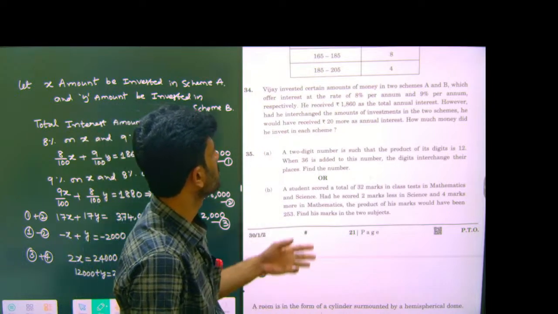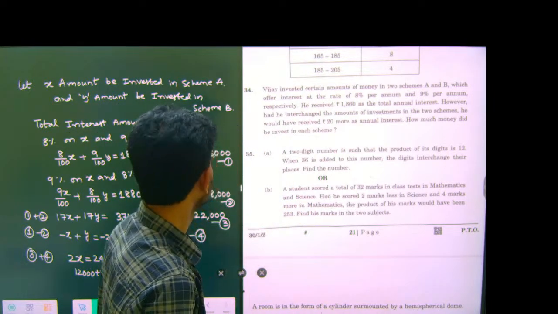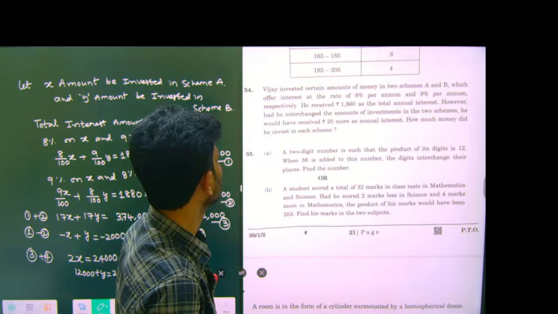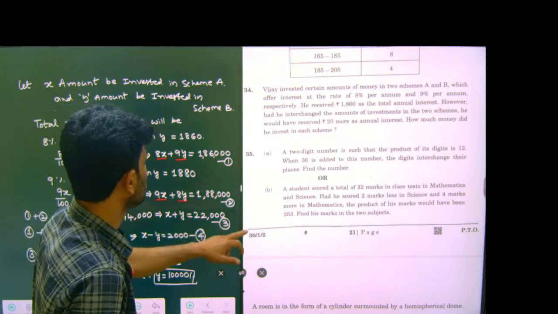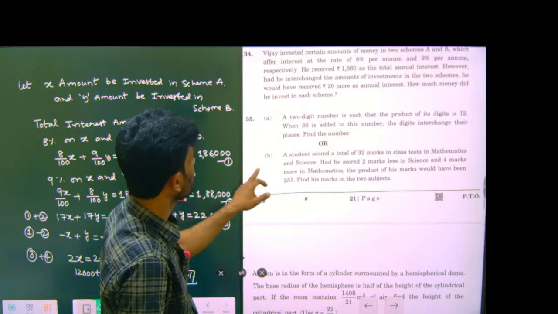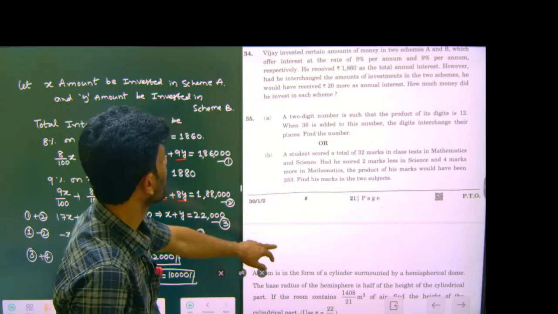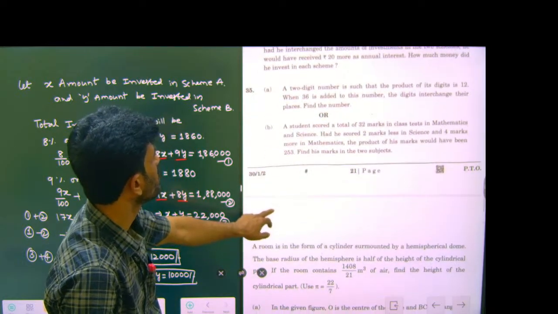The amount invested in scheme A is 12,000 rupees and in scheme B is 10,000 rupees. So that is a pair of linear equations 5 marks question. Now coming to one more 5 marks question, that is from quadratic equations.